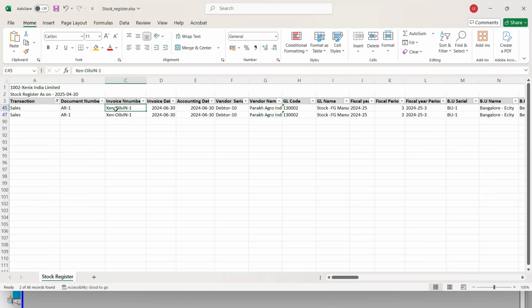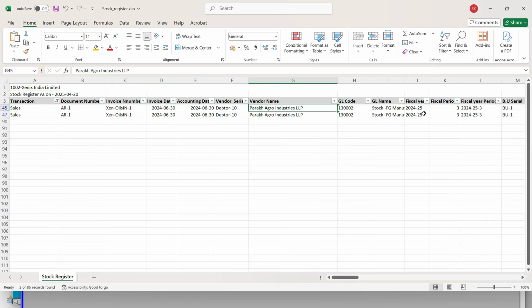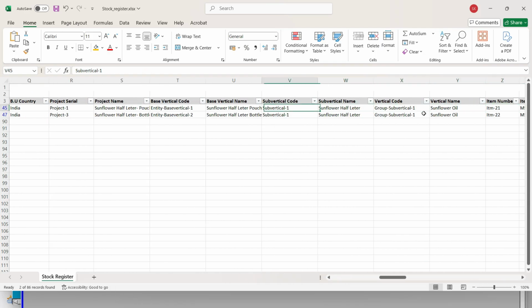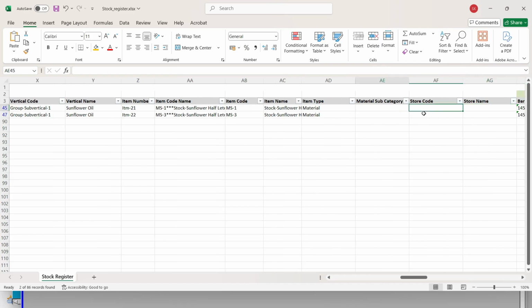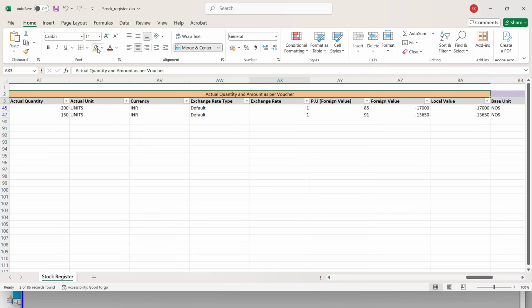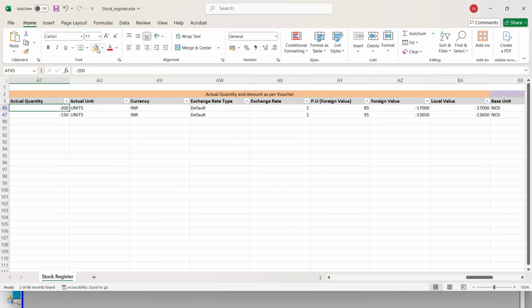So there are two sale transactions. You can see this is my customer name Parak Agro, and I have sold these two items, sunflower half liter pouches, grade A, as well as half liter bottles. Pouches and bottles, this is the stock demography when it is manufactured and sold. And this is the item as per the voucher. That means I sold 200 units as well as 150 units.